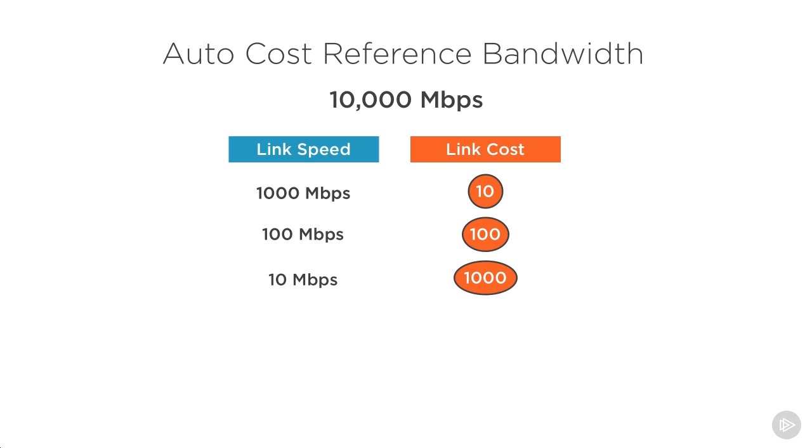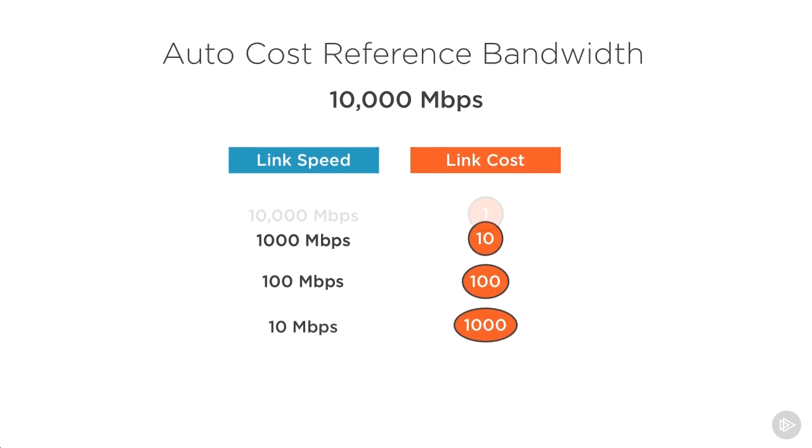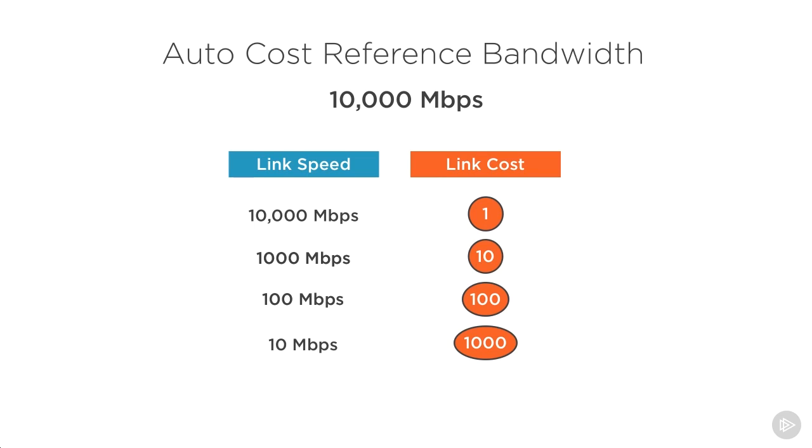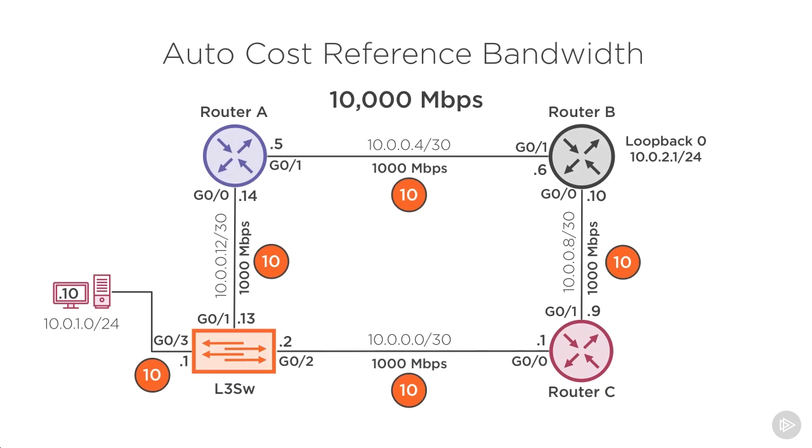Should we have 10 gig links in our network and we set our auto cost reference bandwidth to 1000 megabits per second, that means that any link faster than a gigabit is going to have a cost of 1. So if we have 10 gig links here, we're going to have to change our auto cost reference bandwidth to be at least 10 gig so that we can distinguish the OSPF costs between 10 megabit, 100 megabit, 1000 megabit, and 10,000 megabits. Well, let's take a look at what this looks like now in our network environment.